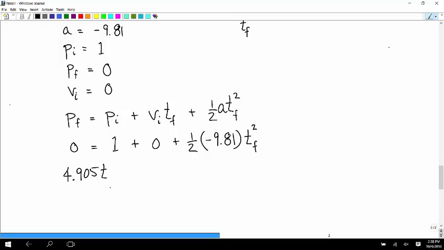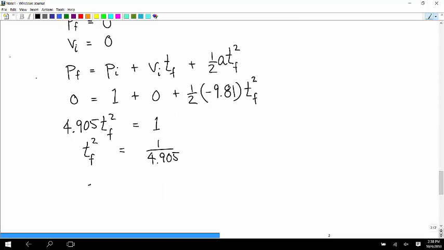4.905 TF squared is equal to 1. So TF squared is equal to 1 divided by 4.905. Take the square root and you get TF is equal to plus or minus 0.455 seconds. And we have to choose, that's two answers. We have to choose one of those two. So which one makes sense to us?